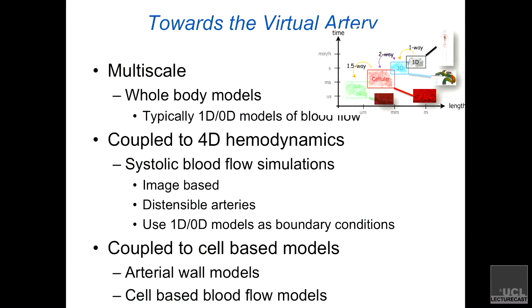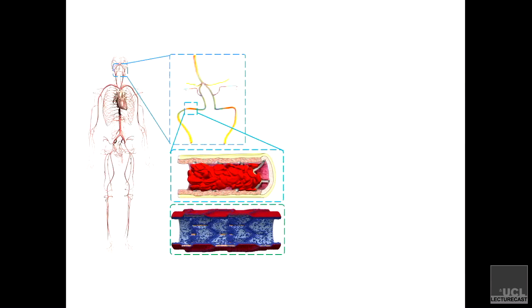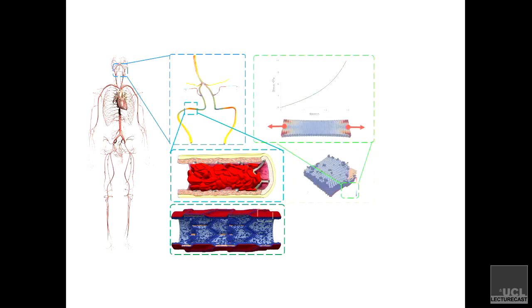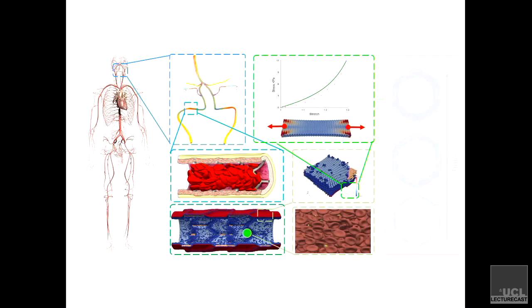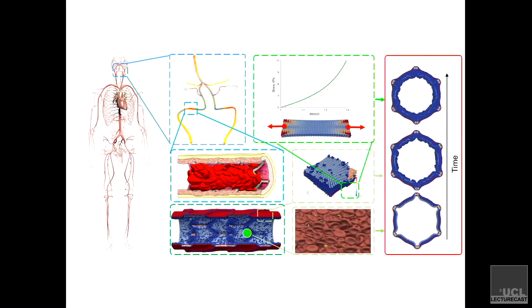And then we couple that to cell-based models. And so we could open up a little part here in an artery and then look at the individual red blood cells and platelets as they flow. Or look at the individual cells. Or look at individual cells as they make up the arterial wall and look at the biological response to all kinds of stimuli.